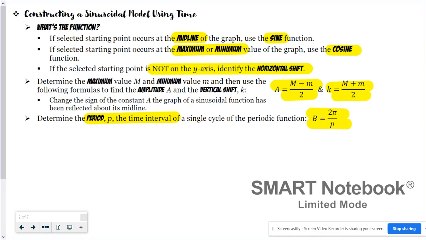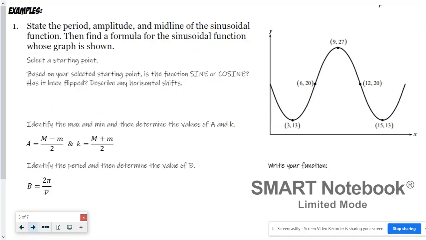So I want to build us up to the word problem. So I'm going to start with some graphs, just to get ourselves comfortable. Here we have a graph. They've identified a few points on the graph for us. To write a sinusoidal function, you need to select a starting point. So pick a point that you're feeling good about. I'm feeling good about the (3, 13) just because it's the first nice point on my graph, so why not?